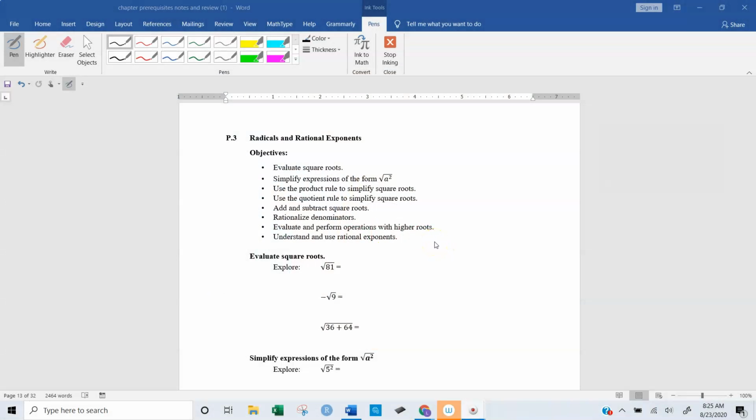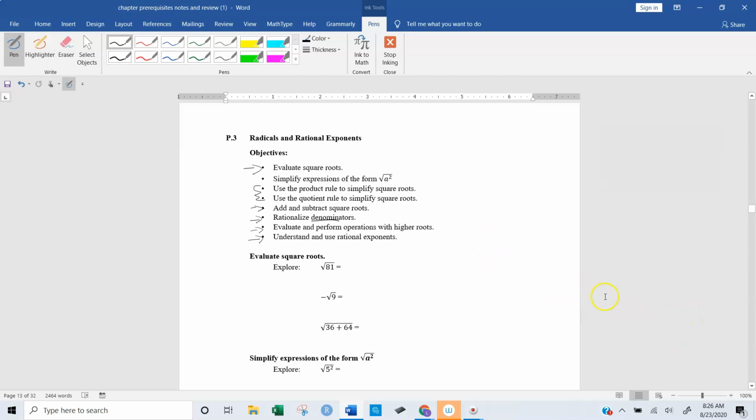All right, when you look through here, we're going to evaluate square roots. So that's just a simple one, not a cube or anything fancy in it. We're going to simplify expressions of the form square root of a squared. We're going to use the product rule and simplify square roots and the quotient rule. So these two kind of go together. We're going to add and subtract square roots. So when do they have to be the same and when can we do that? Rationalize the denominators because denominators cannot have square roots in them. We're going to evaluate and perform operations with higher roots like square roots, cube roots, and so on. And we're going to use rational exponents.